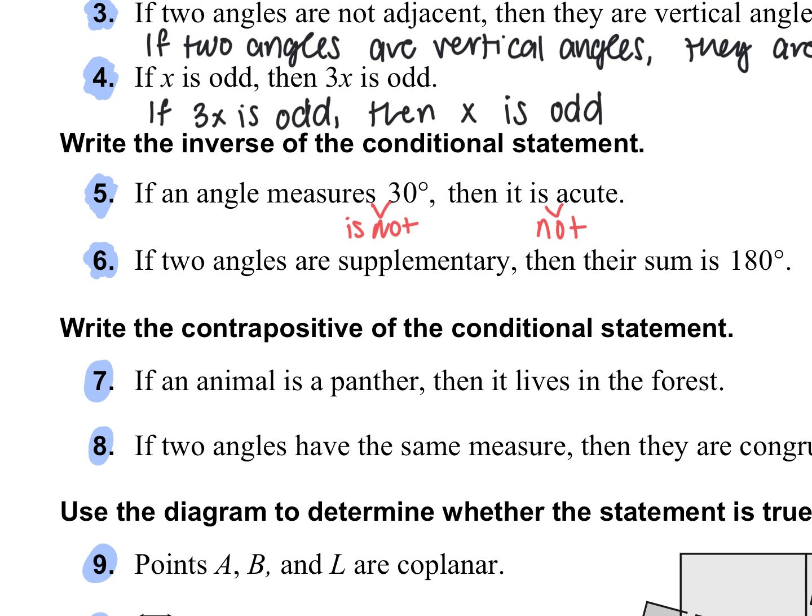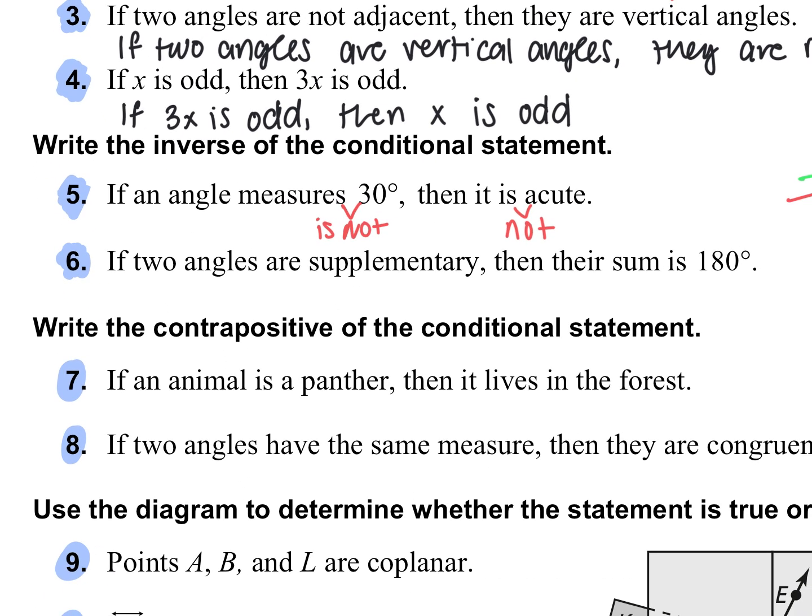All right, looking at number 6, if two angles are supplementary, then their sum is 180. How would I write this? Somebody else. How would I write this? Guys, you should have already had this completed. Yes, Dominic. If an angle is not acute, then it does not measure 30 degrees. No, for number 6. We're writing the inverse for number 6.